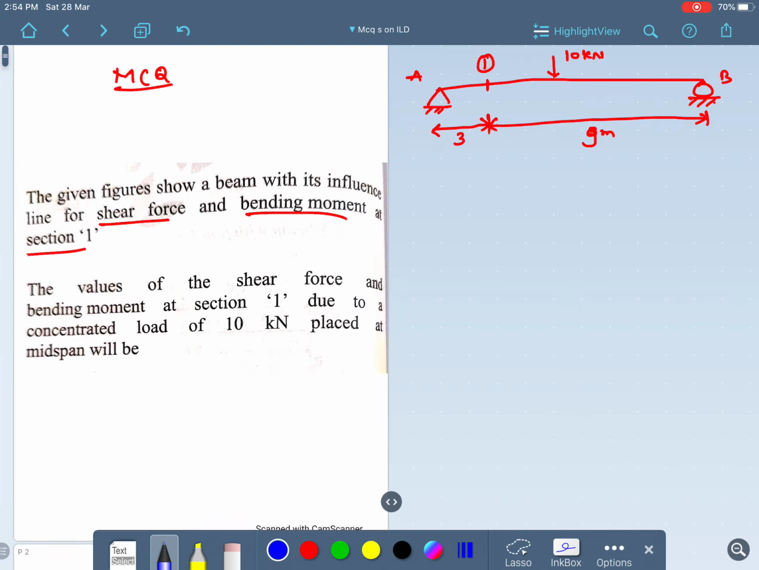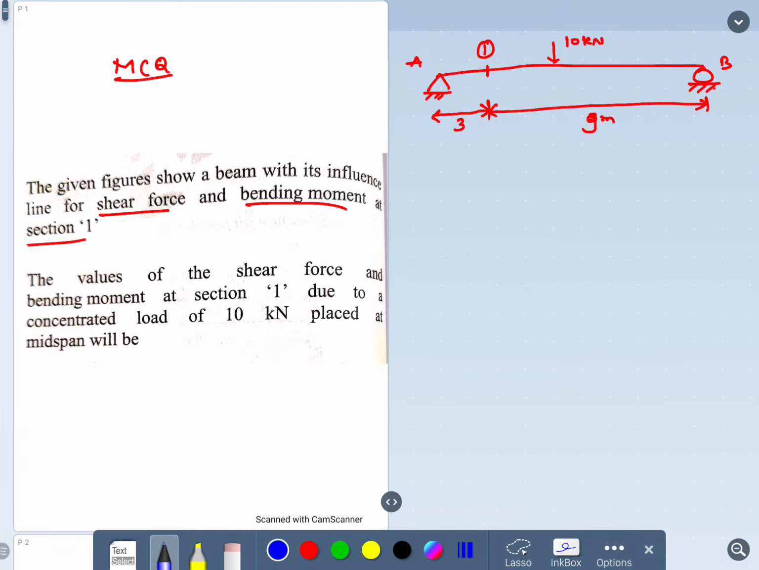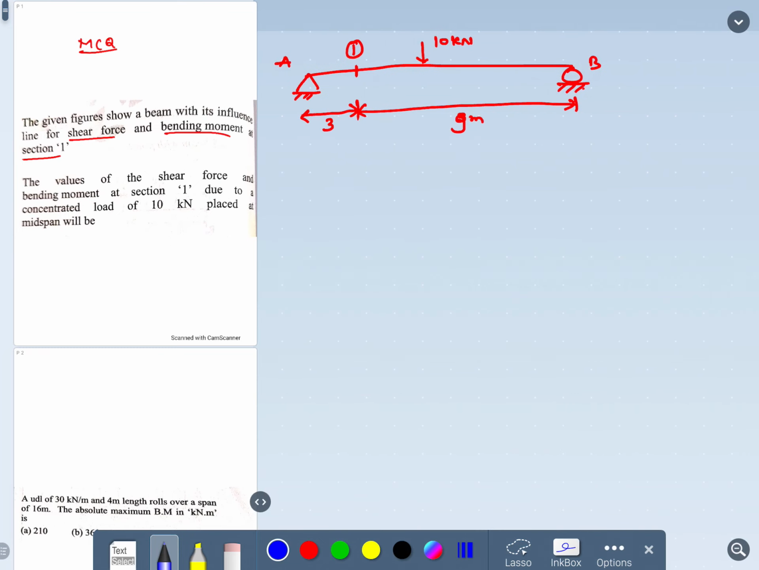So for that, what I am going to do, I am writing the shear force for this section. Shear force at point 1-1, shear force at section 1. So section 1 is here. For this I need to write the shear force. So the shear force diagram comes like this.